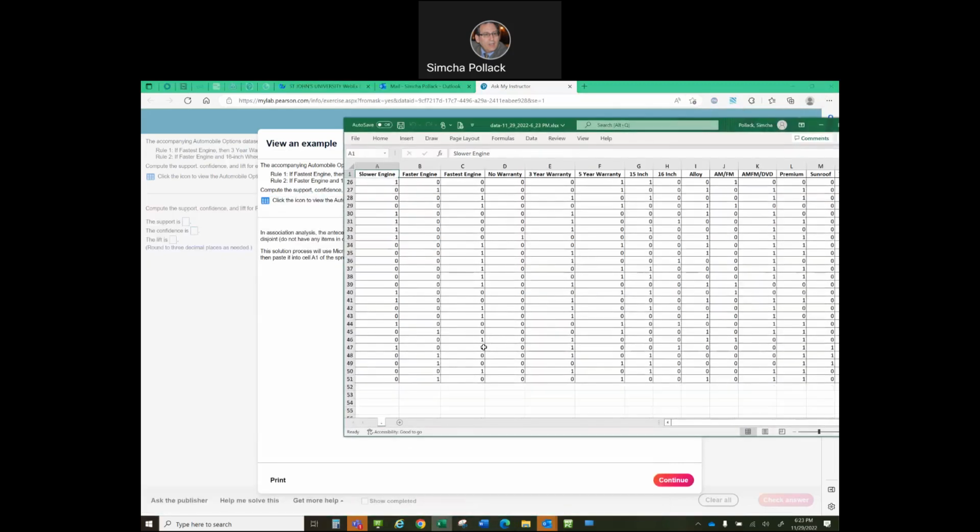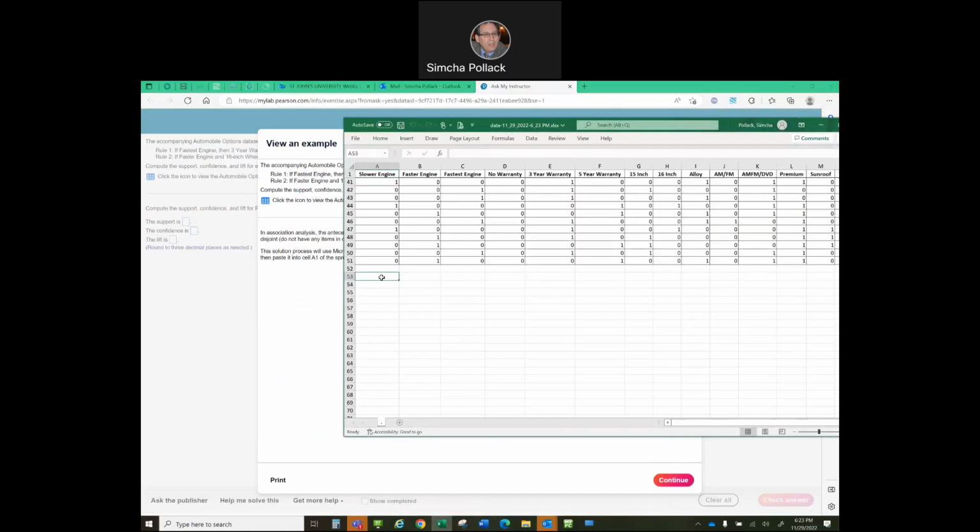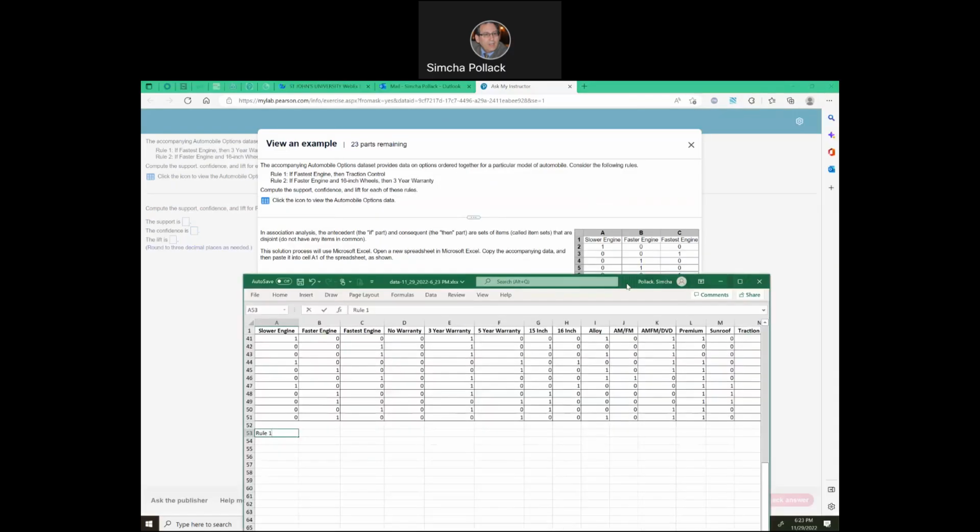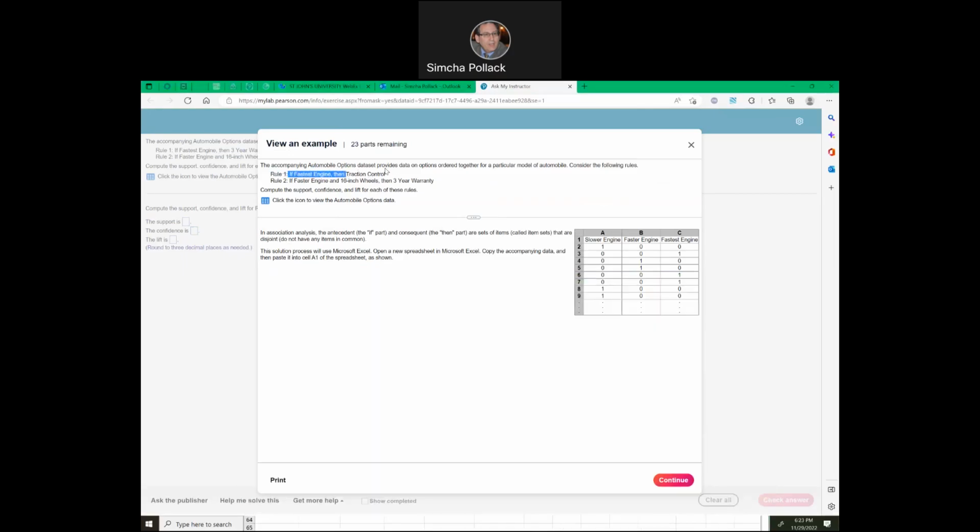So let's implement rule 1. We're going to be doing this twice, testing if-then, that's the key logic here. If fastest engine, then traction control. Are these really related? If fastest engine, do we find traction control? So we're doing what's called an association analysis. The antecedent is the if part, the consequent is the then part, and we have item sets that do not have any items in common.